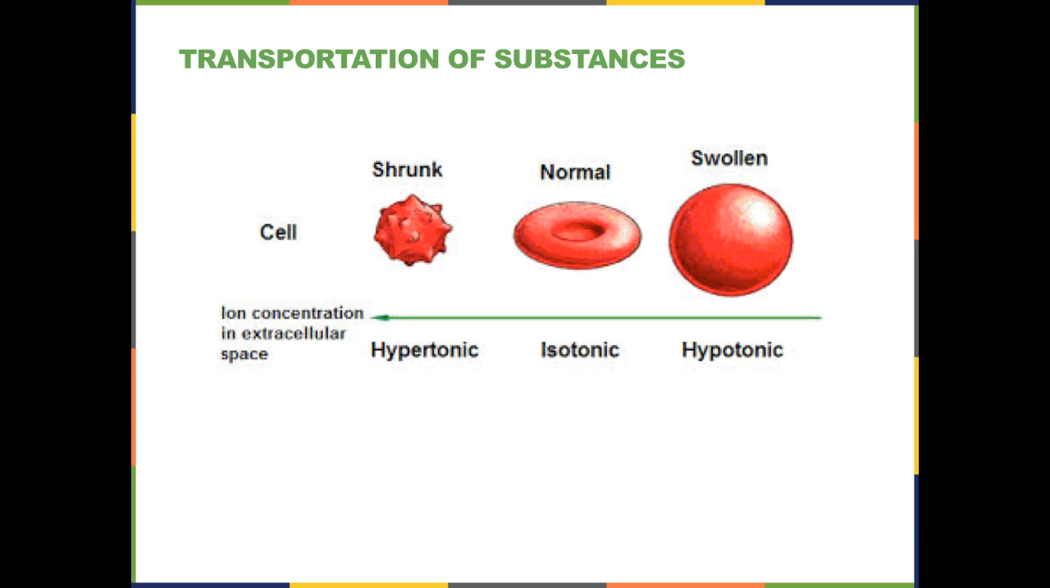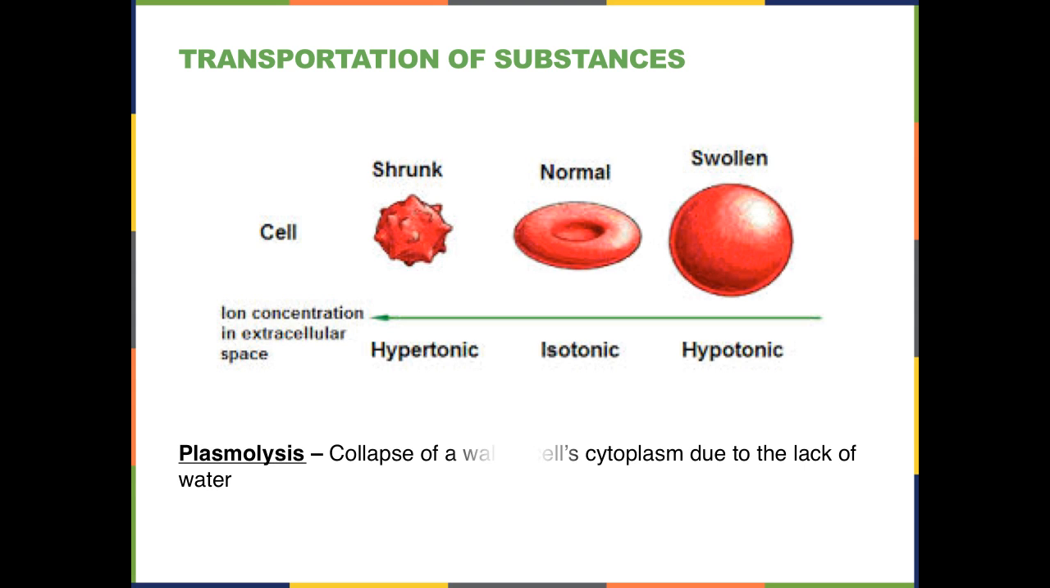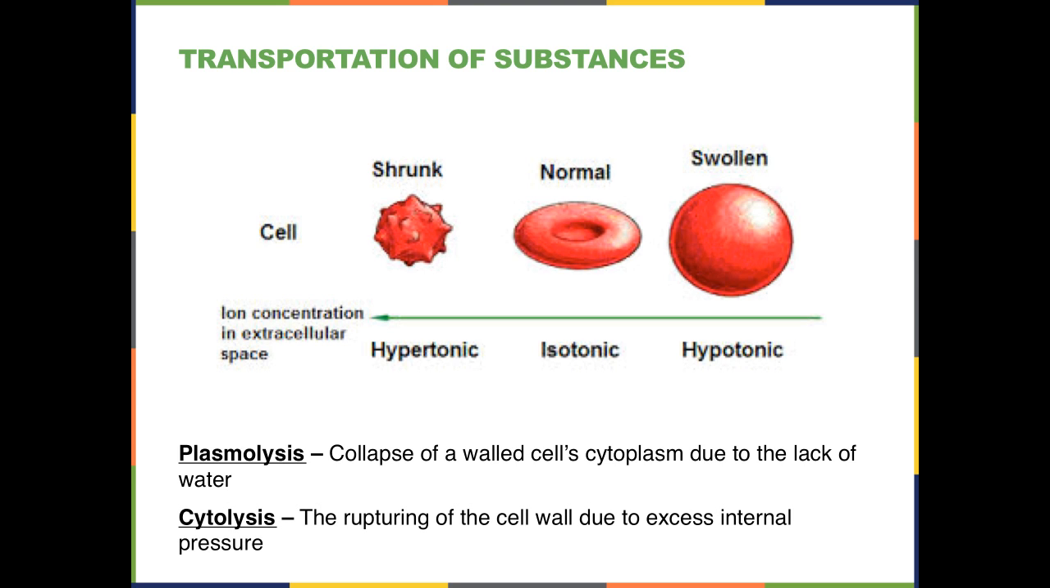You can have a hypertonic cell, an isotonic cell, or a hypotonic cell. If you have a hypertonic cell, then plasmolysis can occur. Plasmolysis is a situation where a walled cell membrane collapses due to the lack of water. The water is moved out of the cell in an attempt to exchange the amount of solutes, and basically the cell collapses on itself. Conversely, on the right here, you have cytolysis, which is the rupturing of the cell due to an increased amount of fluid entering into the cell.